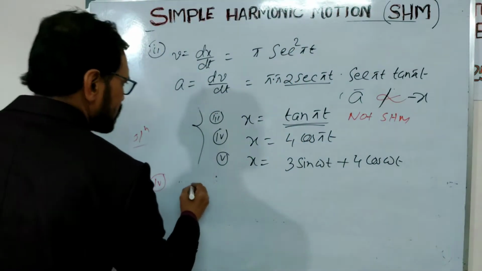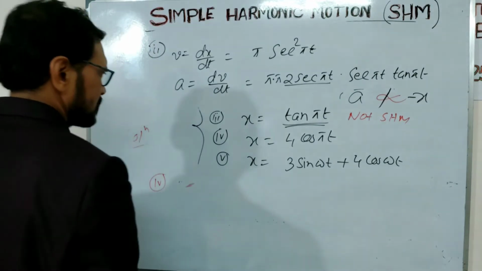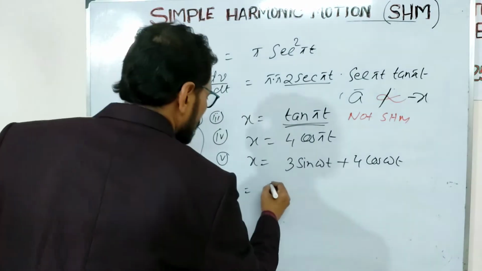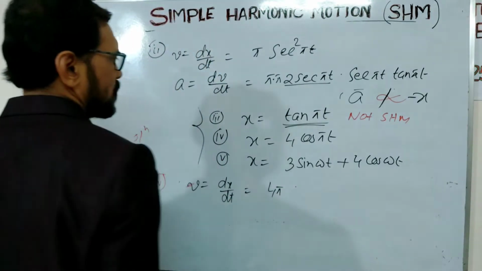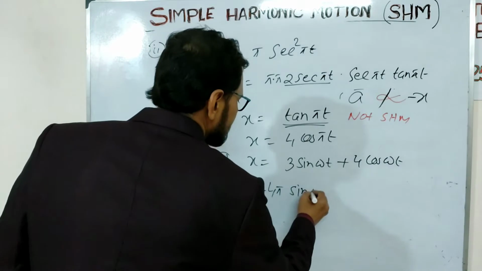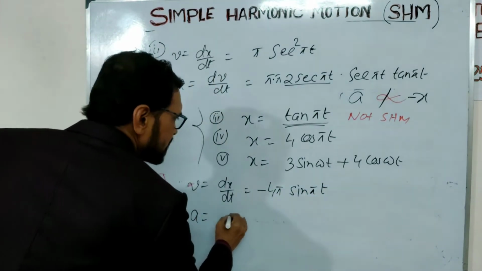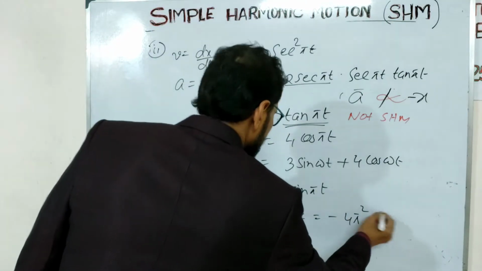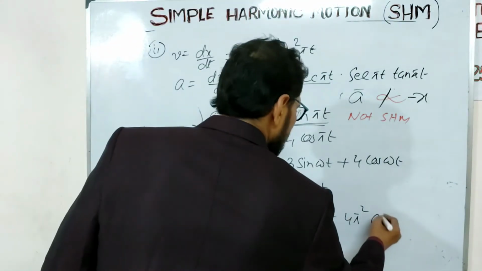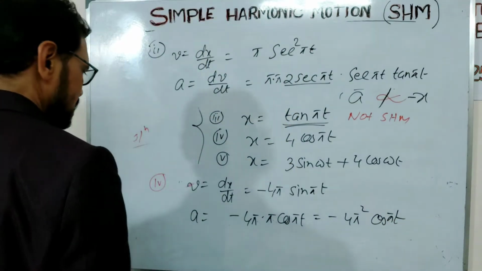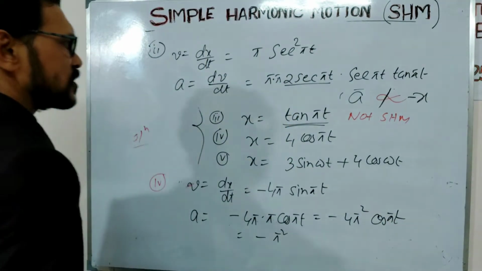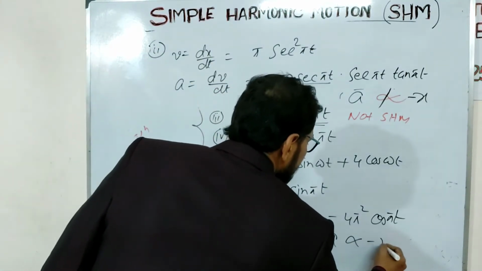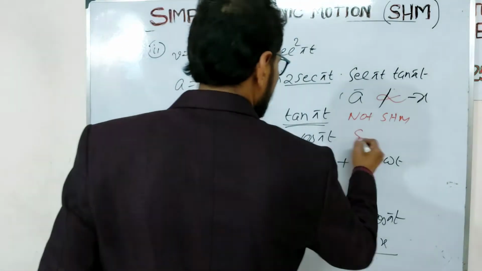Next, number 4, x equals 4 cos pi t. Velocity equals dx by dt, which is minus 4 pi sin pi t, and acceleration equals dv by dt, which is minus 4 pi into pi cos pi t. That is minus pi square into 4 cos pi t, where 4 cos pi t equals x. So a is proportional to minus x. So this is SHM.